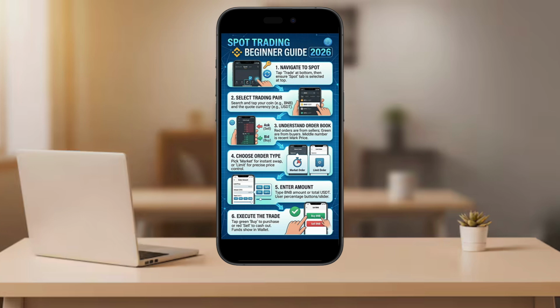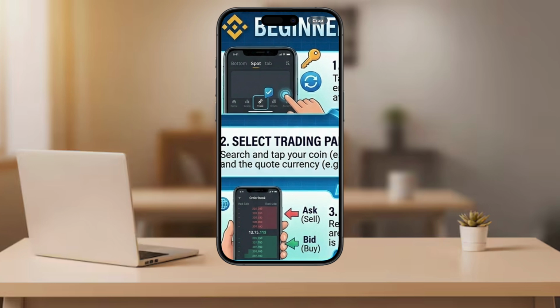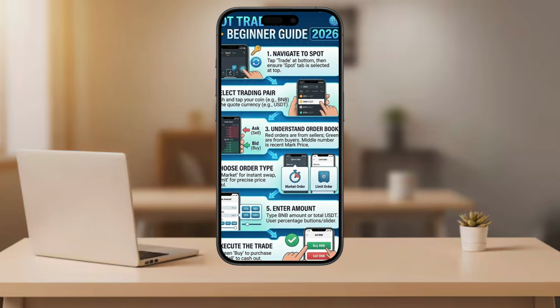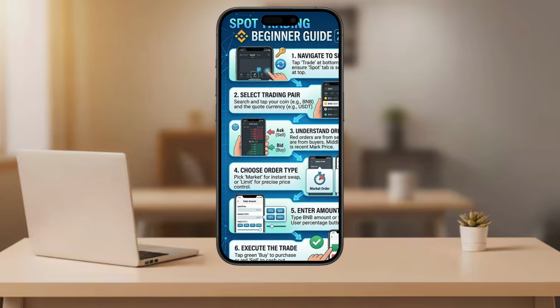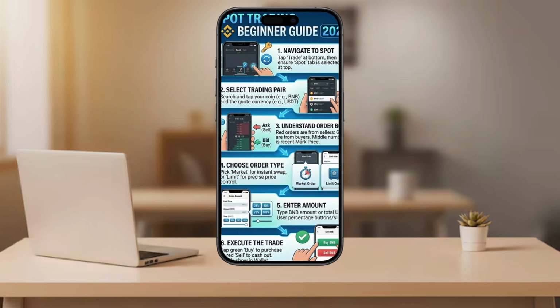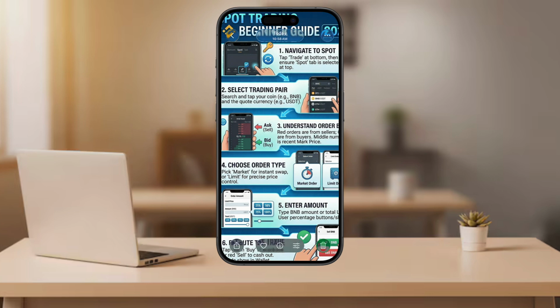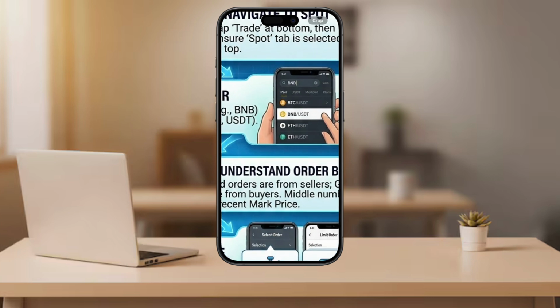So the first thing you want to do is simply go ahead and open your Binance application and tap on the spot or tap on the trade at the bottom. Then ensure that the spot tab is selected at the top, just like that. Then you want to simply go ahead and select a trading pair. So search and tap your coin like BNB and quote the currency like USDT.